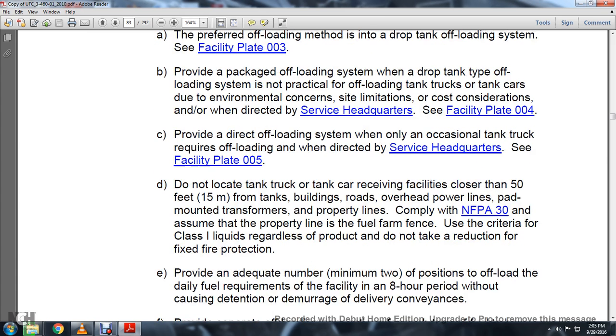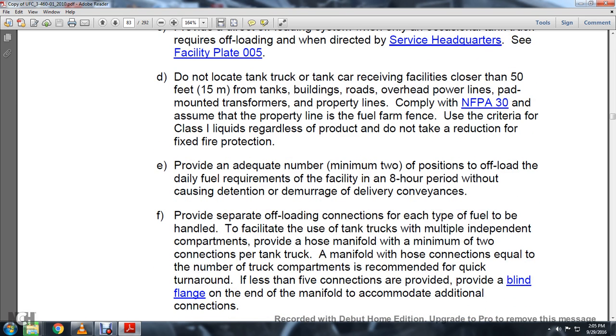See the facility plate 05. Do not locate a tanker truck or tanker car receiving facility closer than 50 feet from the tanks or the building, roads, overhead power lines, transformers, or property lines; comply with NFPA 30. Assume the property line is a fence with fuel harm. Use the criteria for Class 1 regardless of the product. Do not take the reduction of the fixed fire protection.